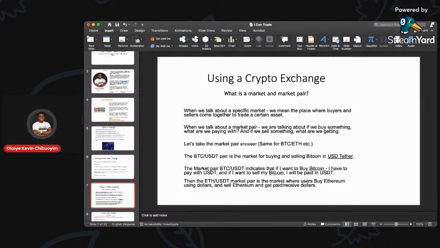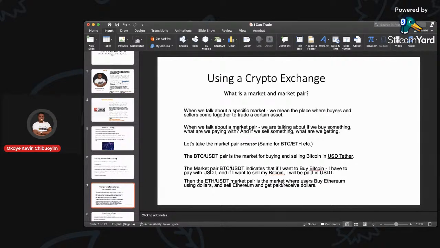Now, let's apply it to crypto. When we talk about a specific market, we mean the place where buyers and sellers come together to trade a certain asset. This is now being specific, like I said. It's not just a general marketplace. The general marketplace right here is AAX, which connects buyers and sellers together. Now, when we refer to a market in a crypto exchange, it's like that specific place in the physical world where you buy and sell various commodities. So everything is split into various sections.